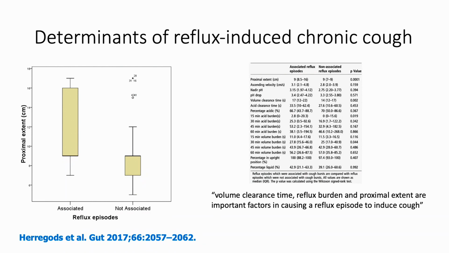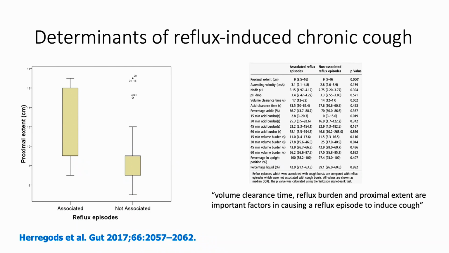A recent study published by Arian's group together with Andres Maut at the AMC looked at factors that determine reflux-induced chronic cough on PPI therapy. What they found here was that mainly the proximal extent was different, but equally volume clearance and reflux burden, as the volume presence time, were all important factors in causing a reflux episode to induce cough. So, briefly summarized, we have evidence for both typical and atypical symptoms, on and off PPI therapy, that proximal extent, to a certain degree volume clearance, reflux burden, and the mixed composition are all determinants of symptoms.